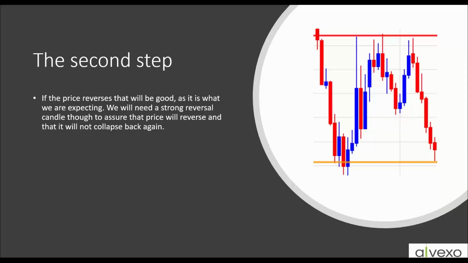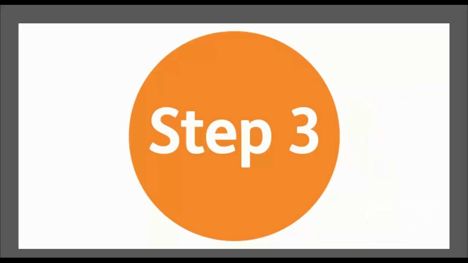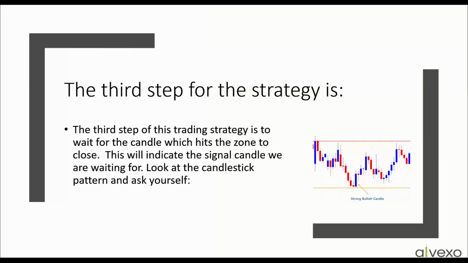So now, if the price reverses, that will be good. As price approaches one of those price levels, and as it reverses or bounces off of it, that's a good thing. On the other hand, if it breaks that level, it may really be breaking or fake breaking. If it breaks that level, we need to see that it breaks it with conviction. But we're only concerned with those that come down to that level and look like they're going to bounce off, especially when they're a continuation pattern and they're in a retracement.